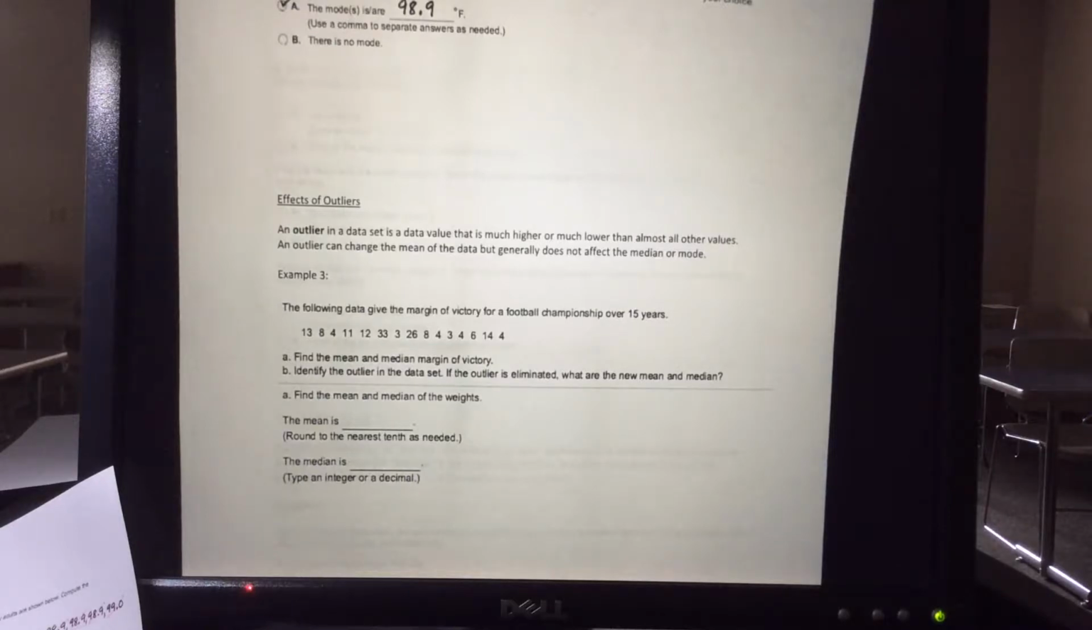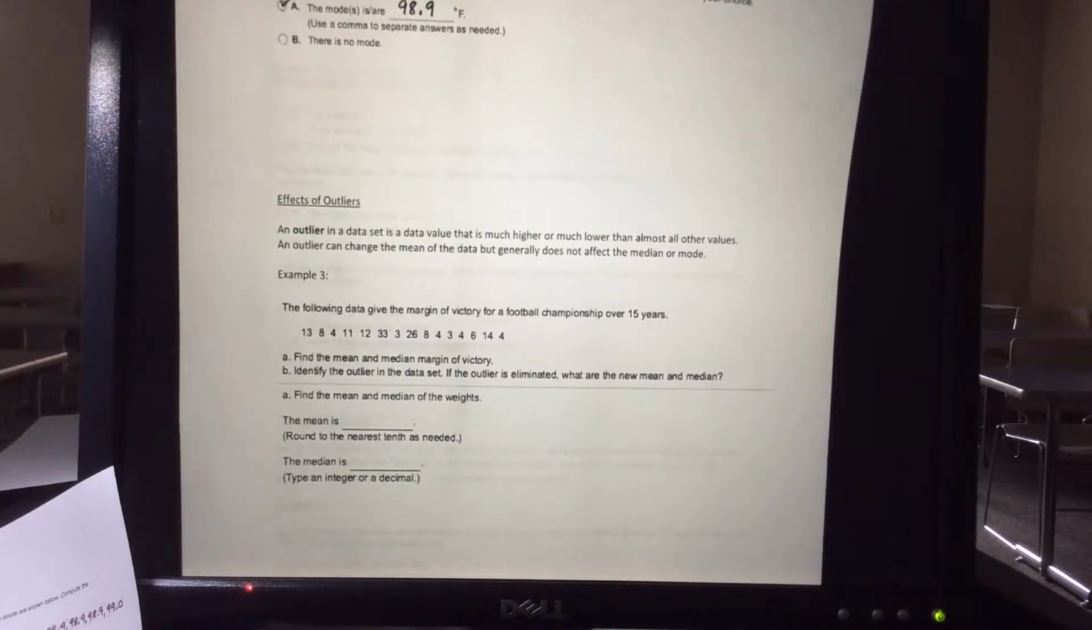Okay? Look at example 3. It says here, the following data give the margin of victory for a football championship over 15 years. Okay, and there's that data set given to you: 13, 8, 4, 11, 12, 33, 3, 26, 8, 4, 3, 4, 6, 14, and 4. In part A, you're going to find the mean and median margin of victory.